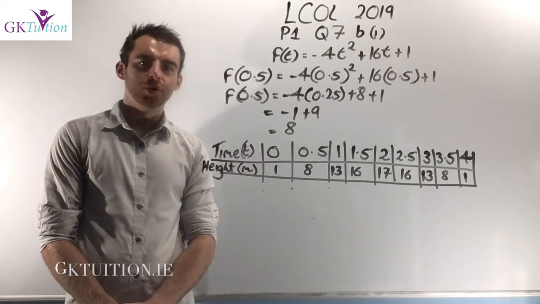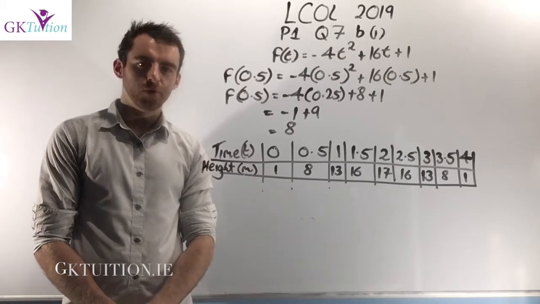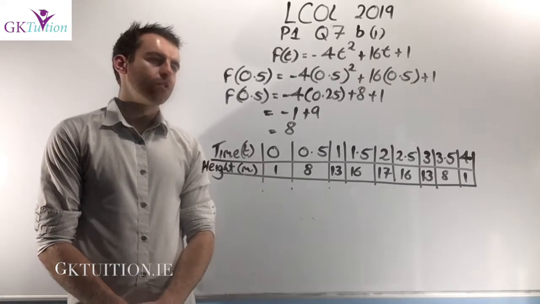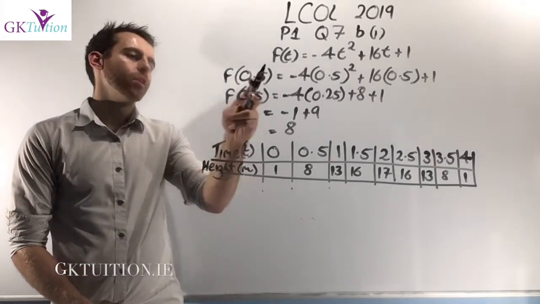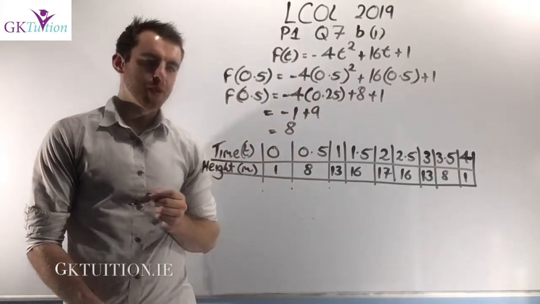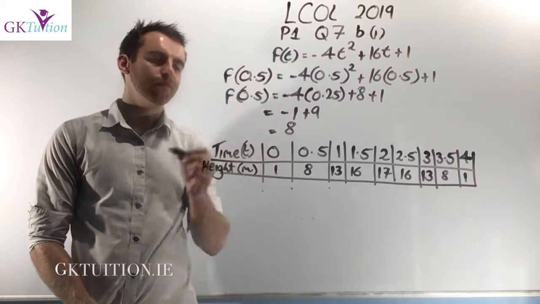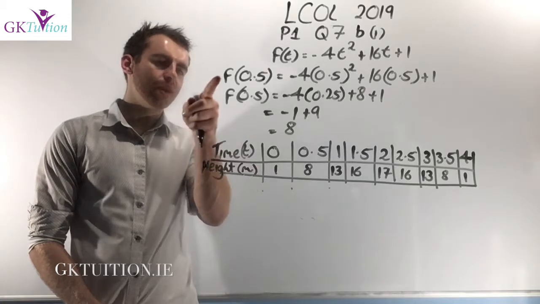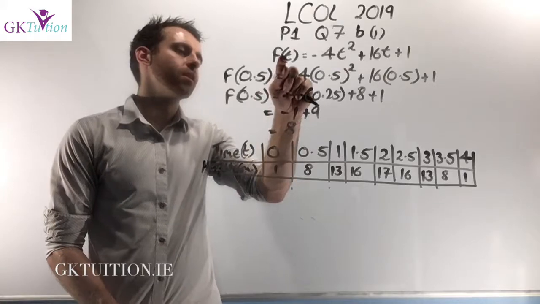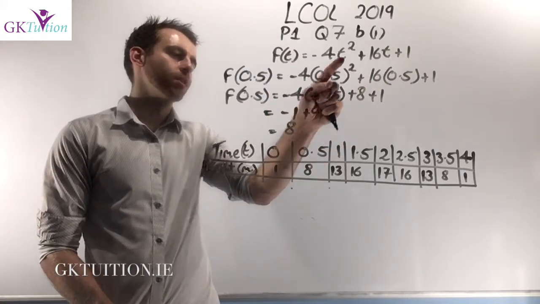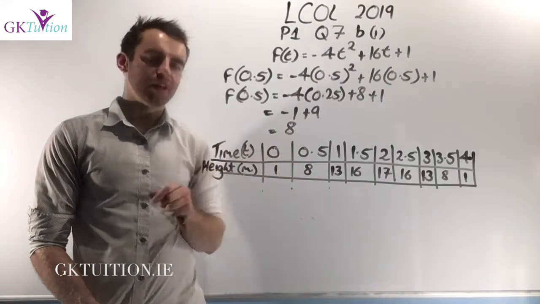In B part 1, we're asked to complete the table to show the height of the ball during the first 4 seconds of its flight. So we've actually already worked out one of these values, so I've only done one of them here. The function is f of t equals this. So the one I've displayed here is to work out the height of the ball after 0.5 seconds. That means you sub in, instead of t, you sub in 0.5. So I basically just rewrite my function, except instead of t, I just sub in my 0.5. And when you work that out, it works out as 8.